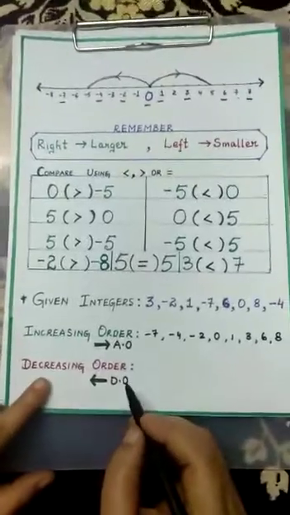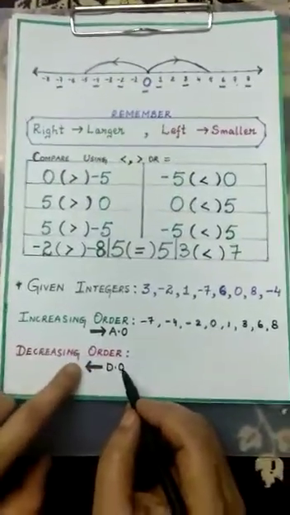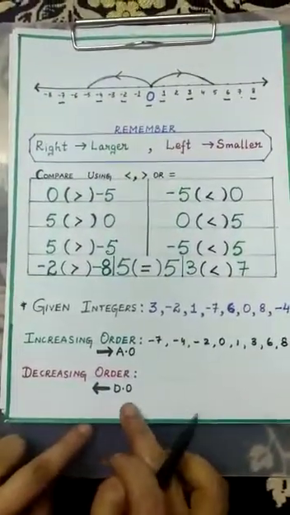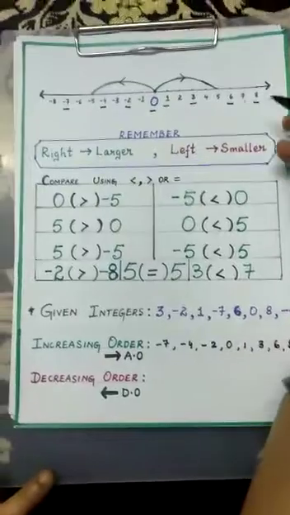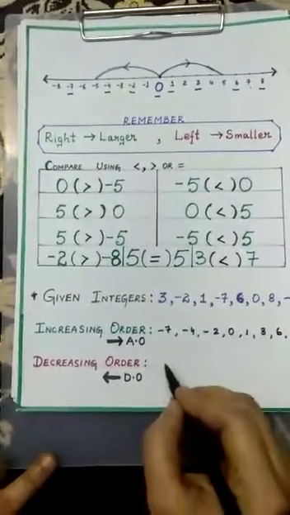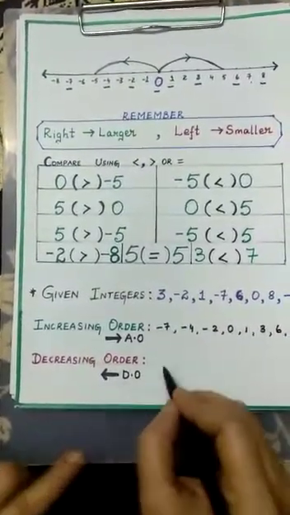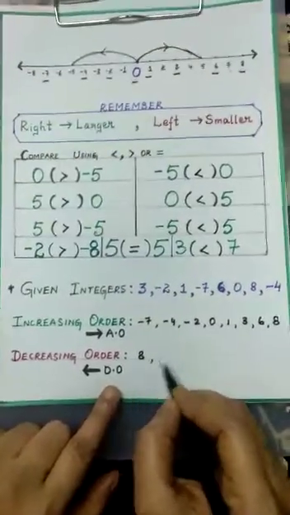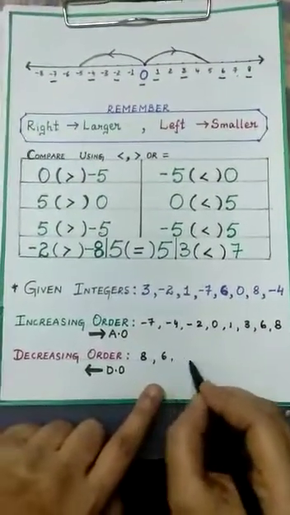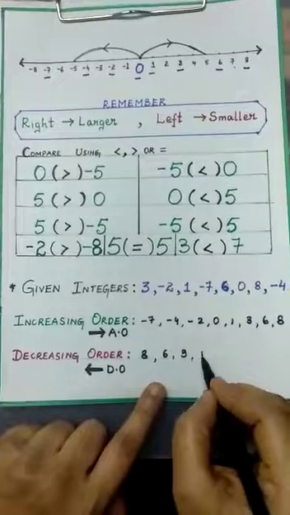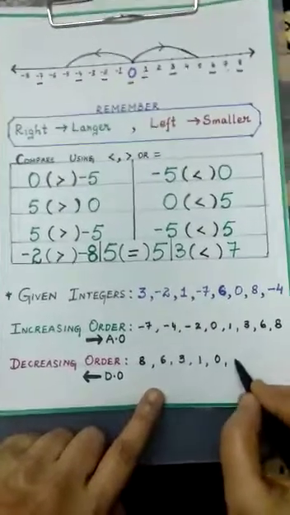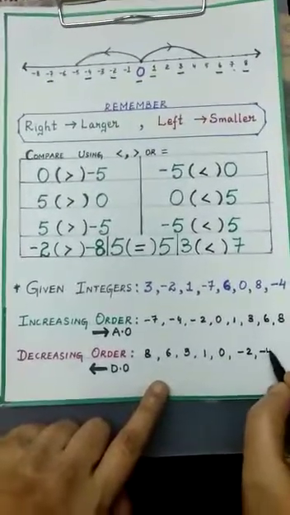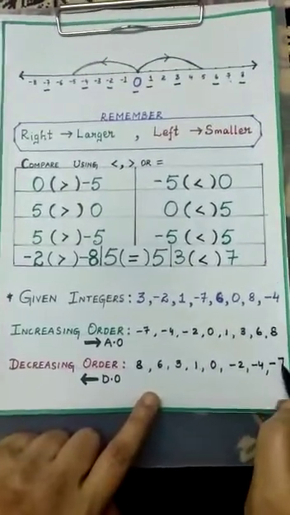Now come to the decreasing order. Decreasing order means we have to arrange the integers from right to left. So from the right, we have 8 first. As you know, it is descending order. So from right, first number is 8, next 6, next 3, next 1, next 0, next minus 2, next minus 4, and last we have minus 7.